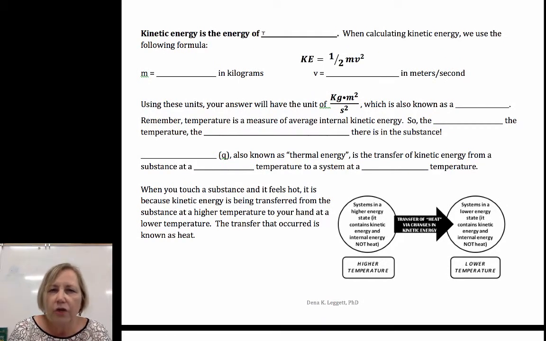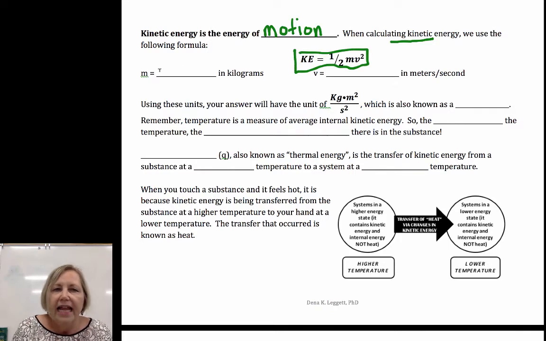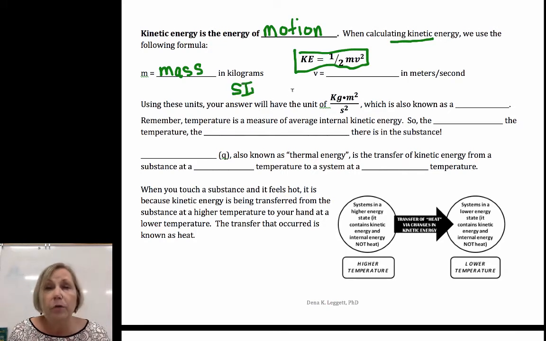Kinetic energy is overall the energy of motion. Molecules move. Molecules bump into one another. So when calculating that kinetic energy, the formula is 1/2 mv squared. And m is our mass. If we're going to use kinetic energy, we want to use our SI units of kilograms, and we would typically do it on a per molecule or per atom basis. V is our velocity, and our SI units would be meters per second.